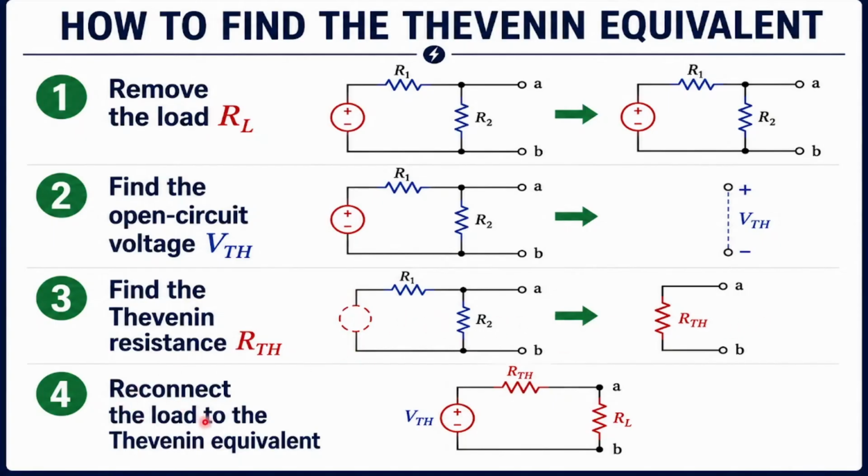Then reconnect the load to the Thevenin equivalent circuit. So the Thevenin equivalent circuit is this voltage source, which is a Thevenin voltage, in series with the Thevenin resistance. We are going to connect the load now seen from terminal A and B, and that is where we can simplify this load as easy as that.